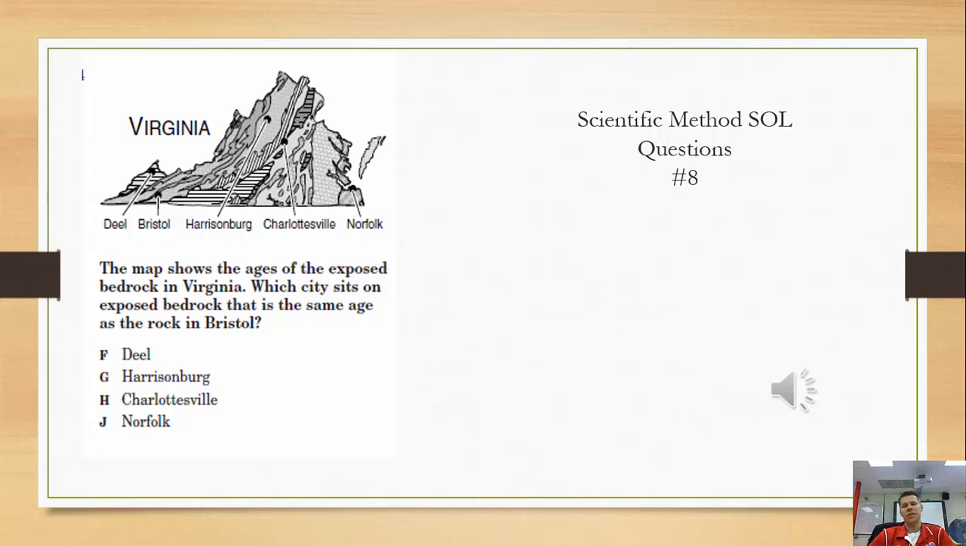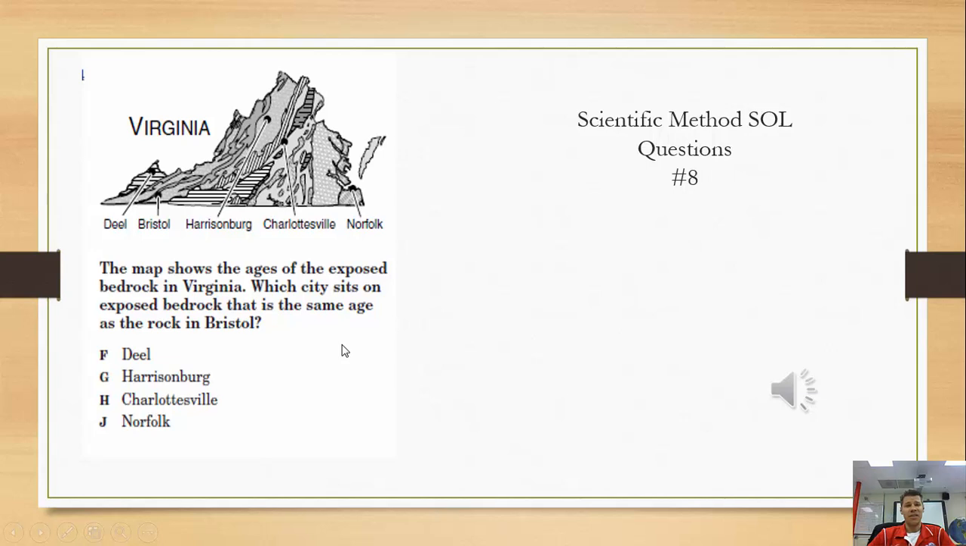When you read this question, you may think this is a very difficult geology question, but in disguise, it's really just a question if you can interpret the picture. Alright. The map shows the ages of the exposed bedrock in Virginia. Which city sits on exposed bedrock that is the same age as the rock in Bristol? First of all, this picture really doesn't tell you anything about how old these rocks are.